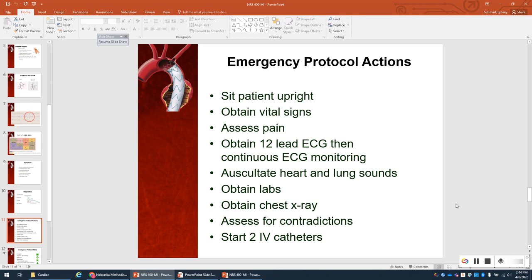As far as the ED goes, if you're on the floor, you're going to take it and send it to cardiology to have it read stat, or by the cardiologist for the patient. We're going to auscultate their heart and lung sounds and obtain labs. Remember our cardiac biomarkers that we just talked about.